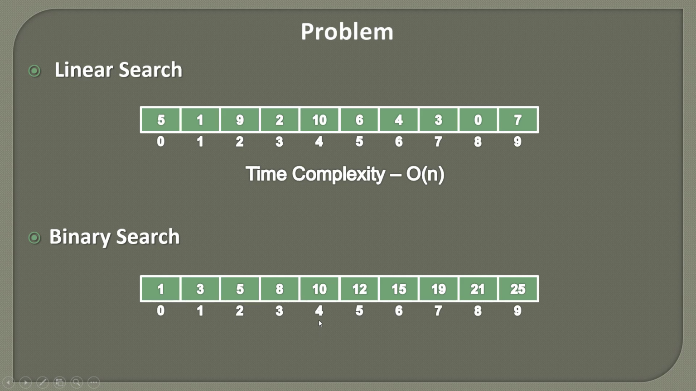Whatever the value is at index 4, which is 10, we check whether 8 is less than 10 or greater than 10. We know that 8 is less than 10, so it must be lying somewhere to the left of the mid index, because the elements of the array are already sorted. So we simply discard the right sub array completely, because we know that searching in elements after 10 will never give us 8. 8 will only come before 10.